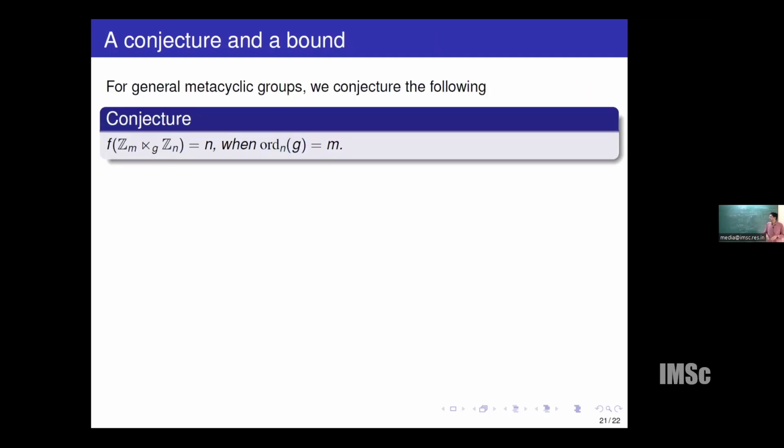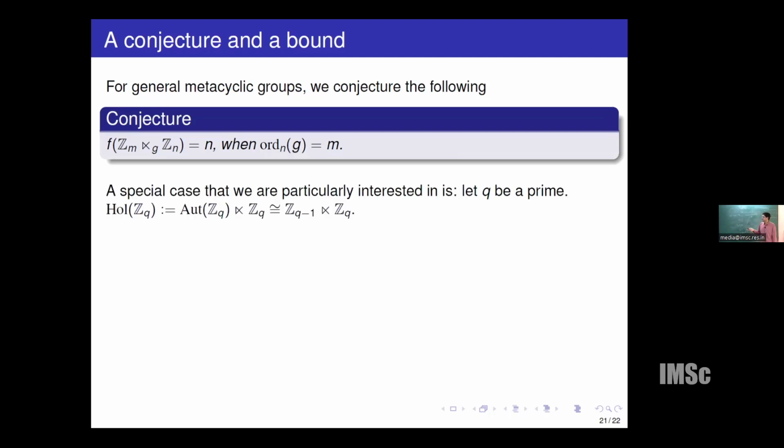And for general metacyclic groups, our conjecture is that F of Zm semidirect Zn should be n, as long as this injection of Zm inside the automorphism group of Zn holds. The particular case we were interested in is the holomorph of Zq, which is just the automorphism group of Zq acting on Zq as automorphisms. Note that the automorphism group of Zq is isomorphic to Z_{q-1}, so this does form a metacyclic group.